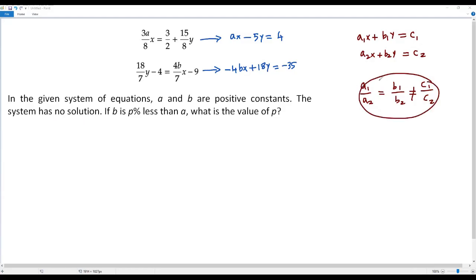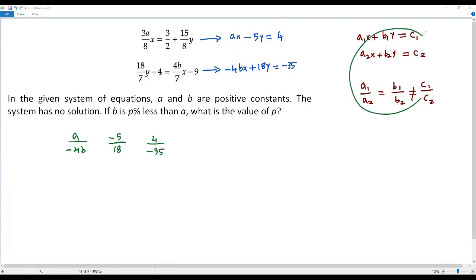So the same logic we can apply for the given system of two linear equations that we have already got in standard form. Let me get the ratio of the coefficients of x, that is a over negative 4b, and the ratio of the coefficients of y, that is negative 5 over positive 18. The ratio of the constant terms is 4 over negative 35. According to the discussion we have done, the ratio of the coefficients of x and the ratio of the coefficients of y must be equal, and these two ratios will not be equal to the ratio of the constant terms.